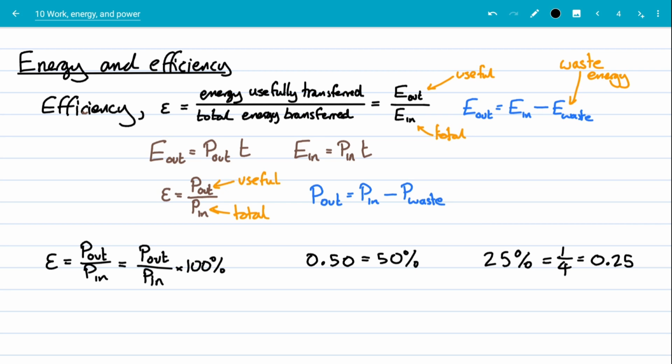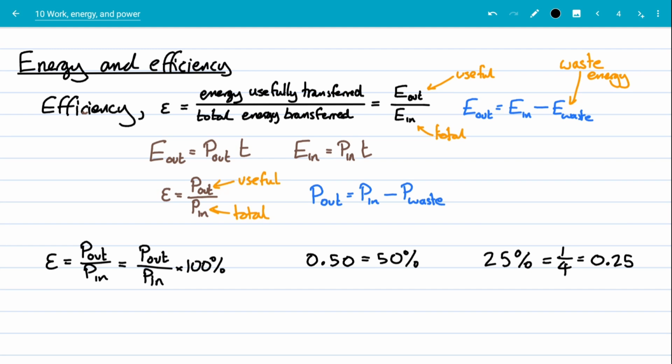The purpose of the brakes of the car is to transfer energy out of the kinetic energy store of the car, and that's what they do. So I don't know, but no, I would say that there's no such thing as a 100% efficient system. Just be aware of that.